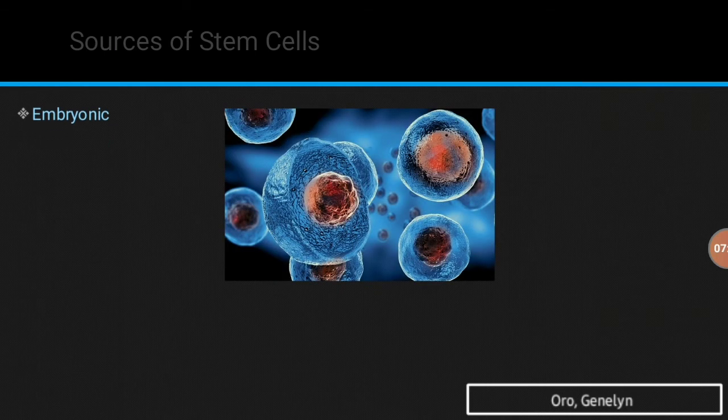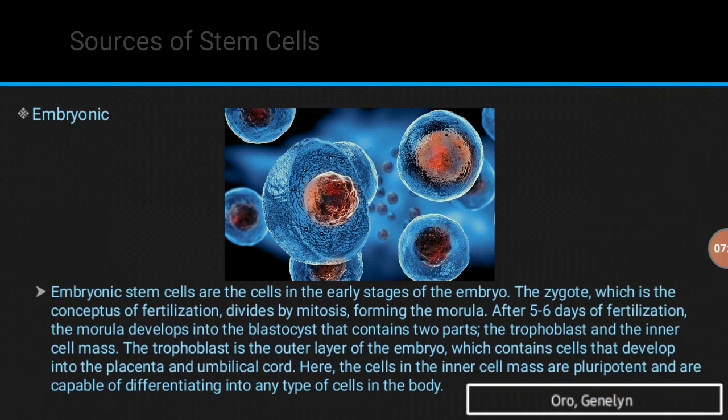So next is embryonic. These are the cells in the early stages of the embryo. The zygote, which is the conceptus of fertilization, divides by mitosis, forming the morula. After 5 to 6 days of fertilization, the morula develops into the blastocyst that contains two parts, the trophoblast and the inner cell mass. The trophoblast is the outer layer of the embryo, which contains cells that develop into the placenta and umbilical cord. Here, the cells in the inner cell mass are pluripotent and are capable of differentiating into any type of cells in the body.